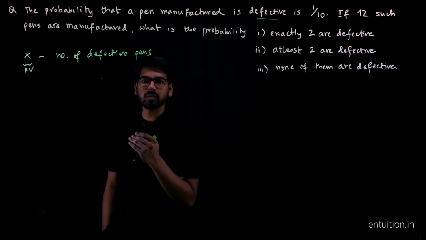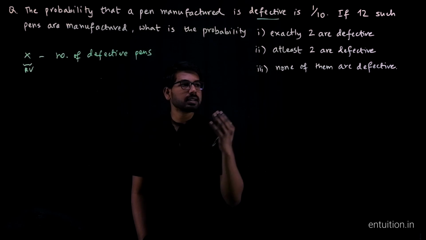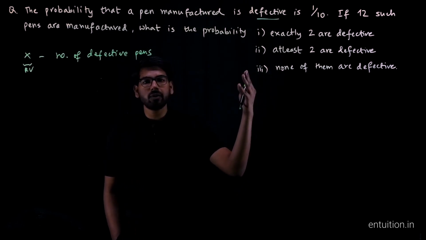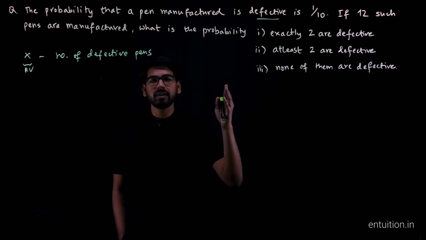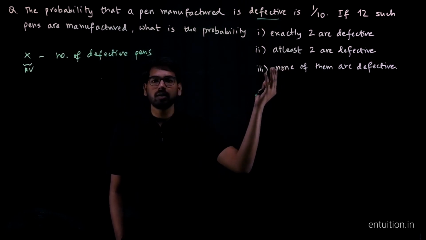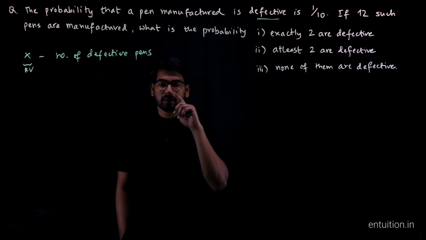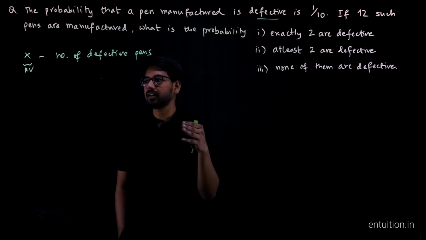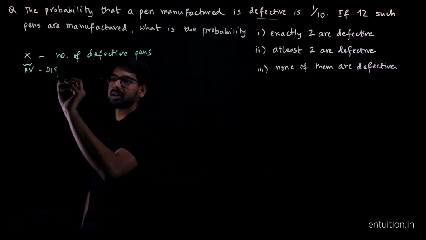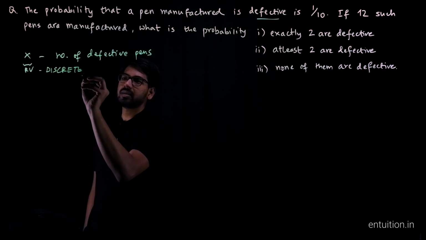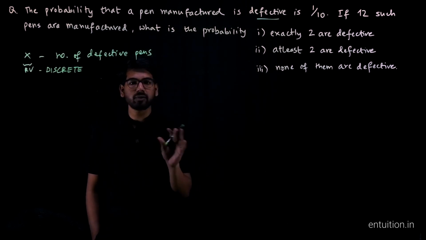So x is a random variable and x is a whole number here, so we don't have 2.5 pens that are defective. We only have 0 pens, 1 pen, 2 pens, like that till 12. 0, 1, 2, 3, 4, 5, 6, 7, 8, 9, 10, 11, 12. So all the values are whole numbers. That's why I can say the random variable x is a discrete random variable. x does not take decimal values, it only takes whole number values.